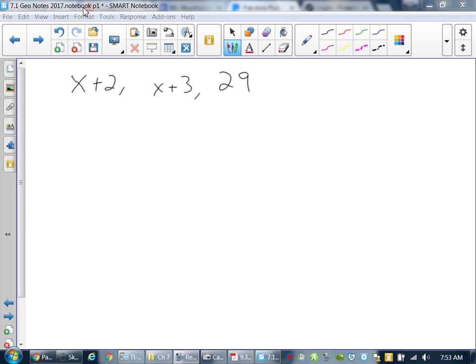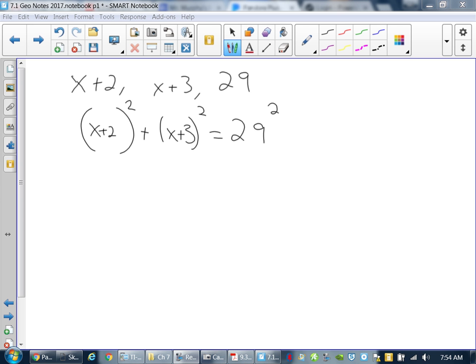So what happens here is that we have our two side lengths, x plus 2 and x plus 3. And then the other side length, the hypotenuse, is 29, because it was given to you saying that it is the longest side length. So you write it out: the quantity x plus 2 squared, plus the quantity x plus 3 squared, equals 29 squared.